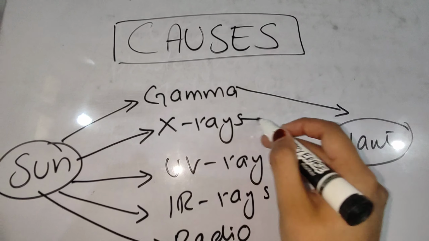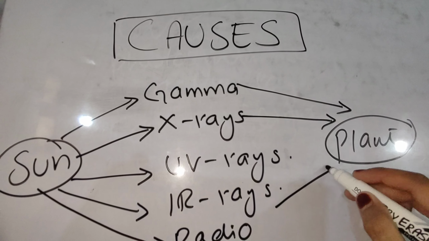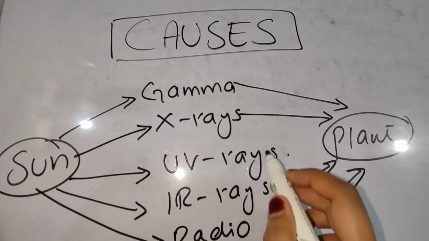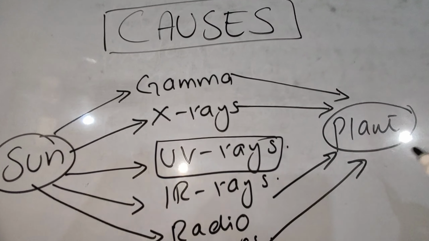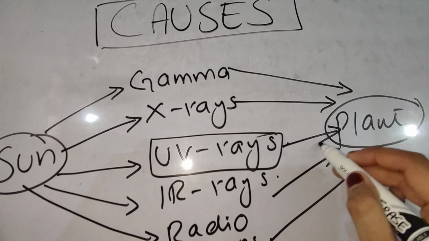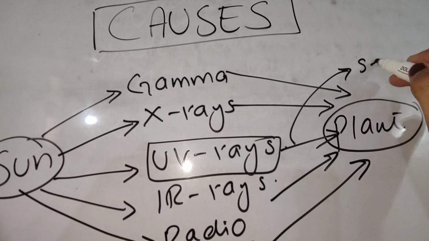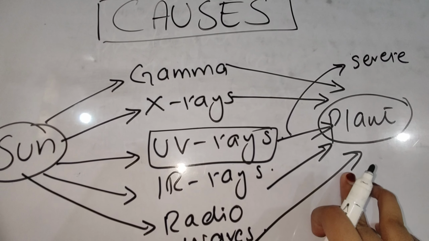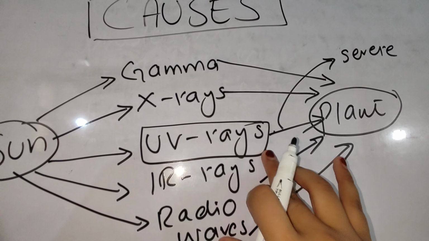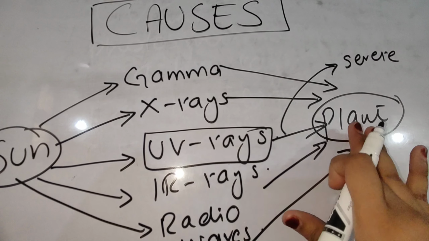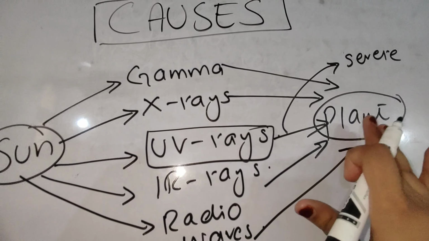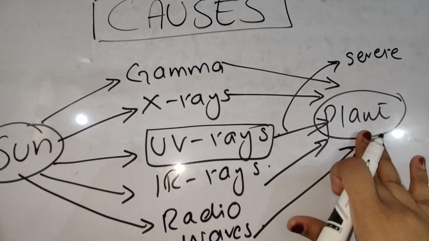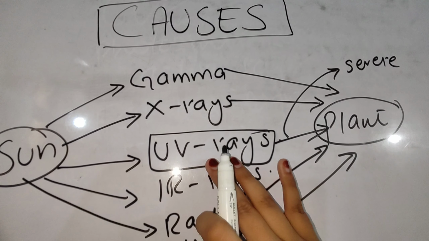It causes mutations, it also causes damage to the plants, but it is the UV ray that causes very severe effects, more than mutations and damage. Alright, so it is super severe, and it is super common that it disturbs the plant's natural phenomena. So in today's video, our main concern is UV rays.